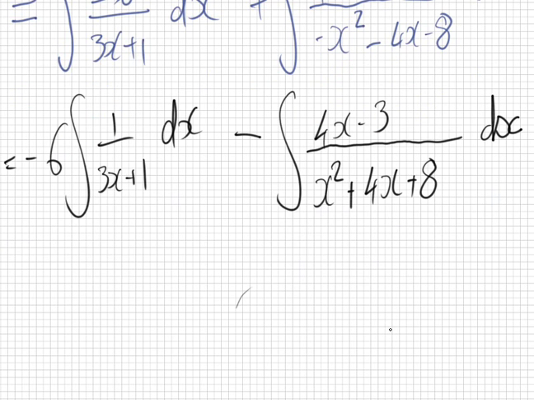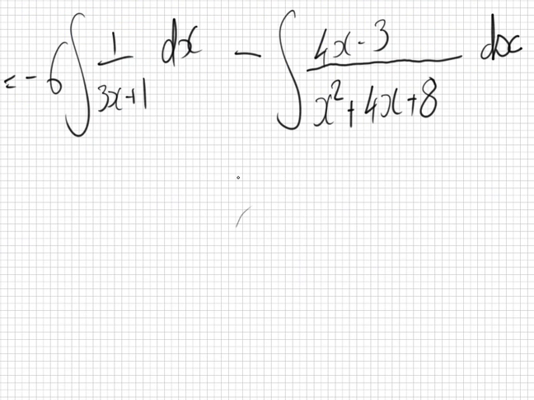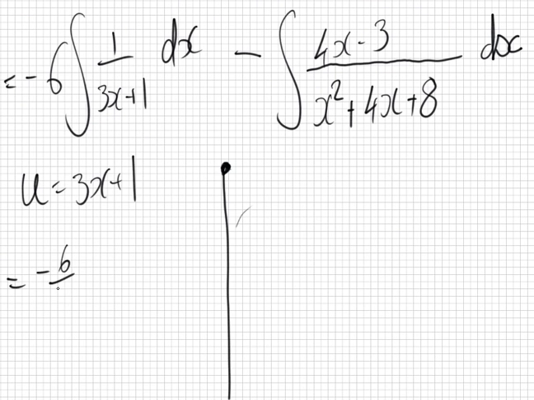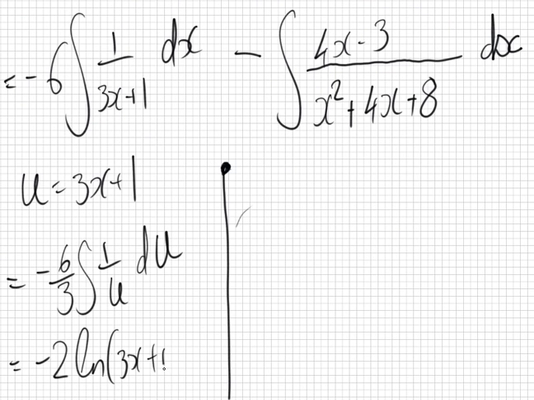So if I let u equal the denominator in both, here we let u equal 3x plus 1. This will become minus 6 over 3, 1 over u du, which will equal minus 2 log 3x plus 1 when we do it. Now let's see what happens here. I'll do this one in more detail.